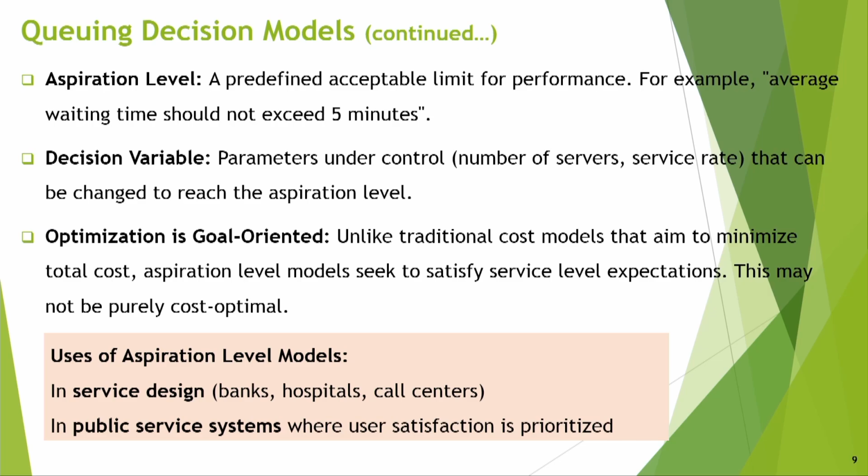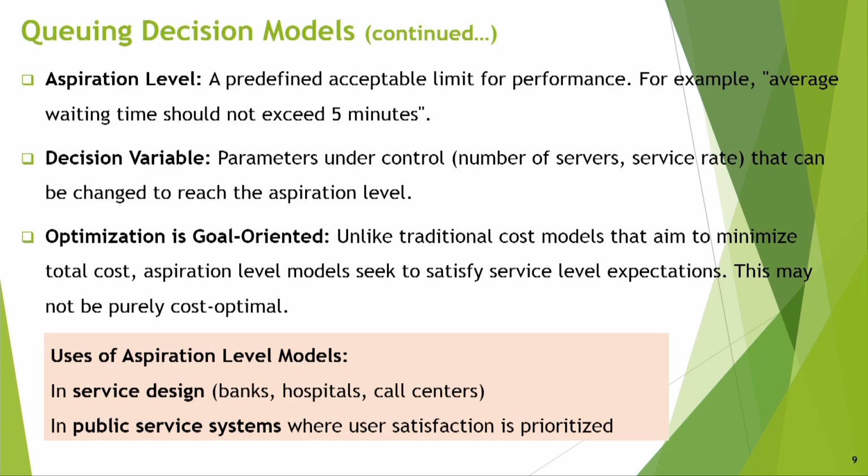What are the decision variables? Parameters which are under your control: the number of servers, you are free to increase or decrease the servers. Service rate can be enhanced, that can be changed to reach the aspiration level. Optimization is goal oriented, unlike traditional cost models that aim to minimize total cost. Your traditional cost models will try to minimize total cost, but the aspiration level model seeks to satisfy service level expectation. Cost is secondary. First they say that the customer should be satisfied. This may not be purely cost optimal, from a cost point of view.